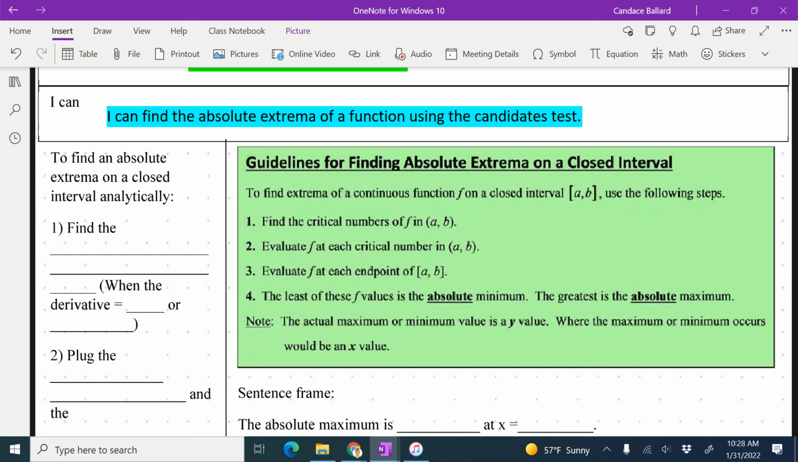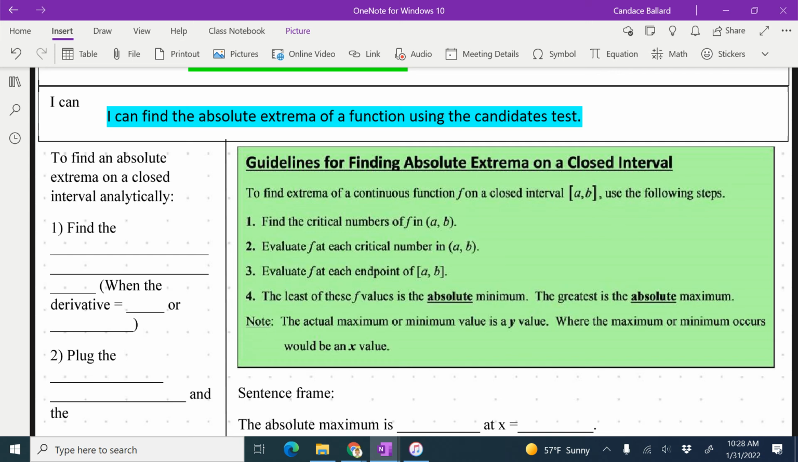That's what they call it. It's literally a table. Okay, that's all the candidates test is. So we're going to use that to find absolute extrema. And we're going to be able to see here in a minute different ways that they ask us this question. It all means the same thing.